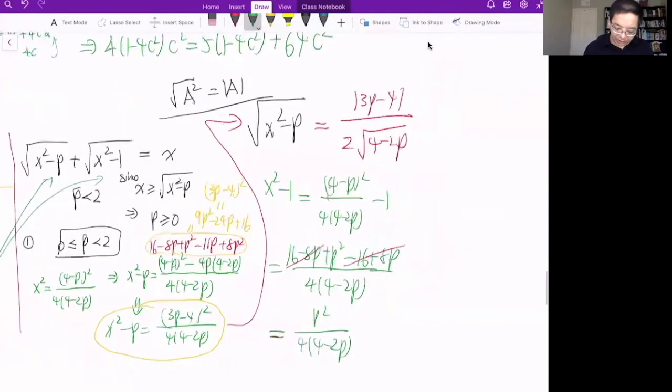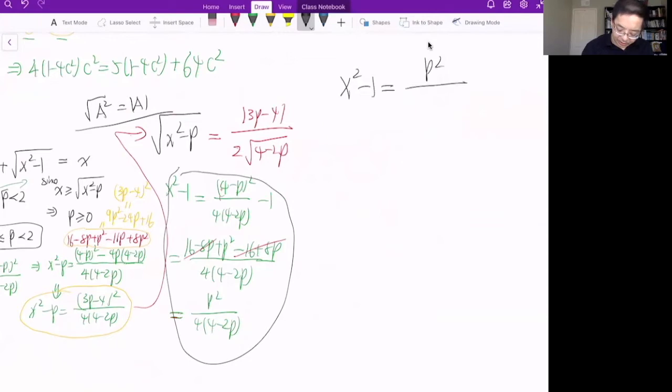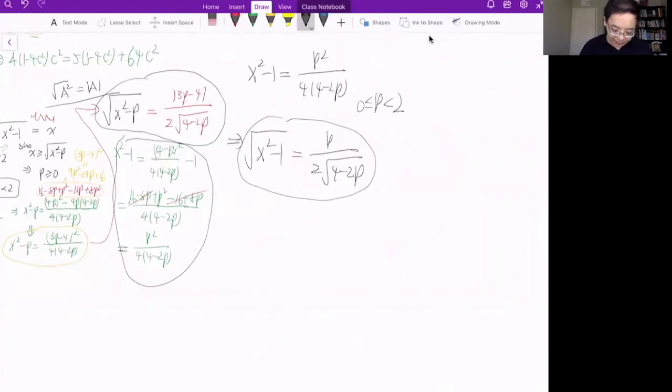Okay, so from here I get, so I get by this, let me just read. So x squared minus 1, I get this is p squared, 4 minus 2p. Since we already have that p is non-negative and between 0 and 2, right? So since we have this, I get the square root of x squared minus 1 is p over 2 times the square root of 4 minus 2p. Okay, good. All right.